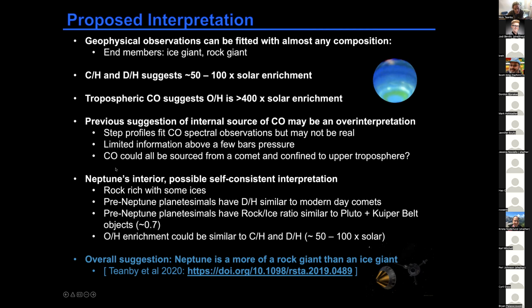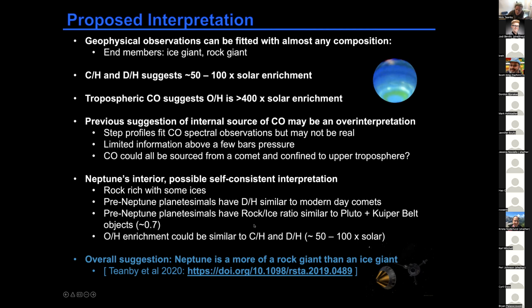So a possibility for a self-consistent interpretation of all this various info is that we have a rock-rich Neptune, but with some ices. The planetesimals that form Neptune are similar to present-day comets and have a similar D to H ratio. That would be nice and neat.